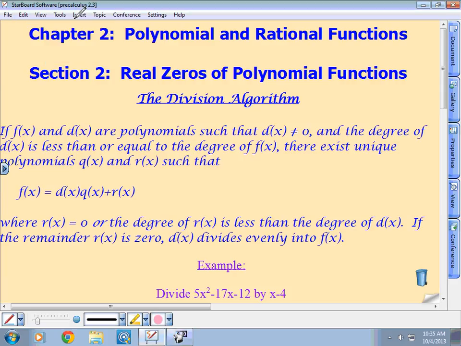It really does. All right, so we're going to go on to this section of real zeros of the polynomial functions. Yeah, that's a waste of time.